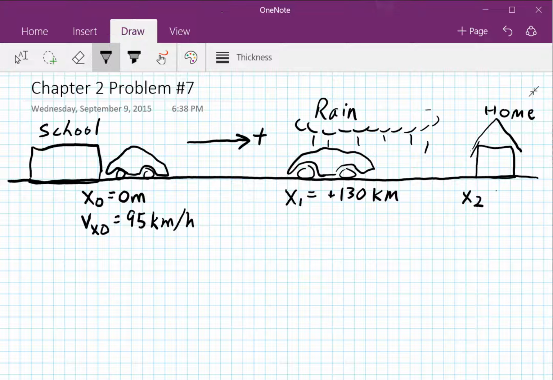We're not told this final position, so that's just a question mark, which is actually what we're looking for. And you have a velocity here in the x direction, and we're just going to say that's Vx1 just to match the position, and that was a positive 65 kilometers per hour. And I'm just realizing I made a mistake over here with the 95 kilometers per hour.